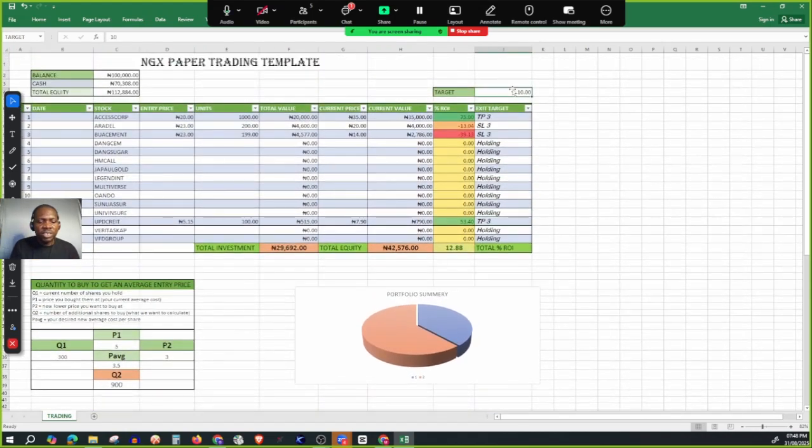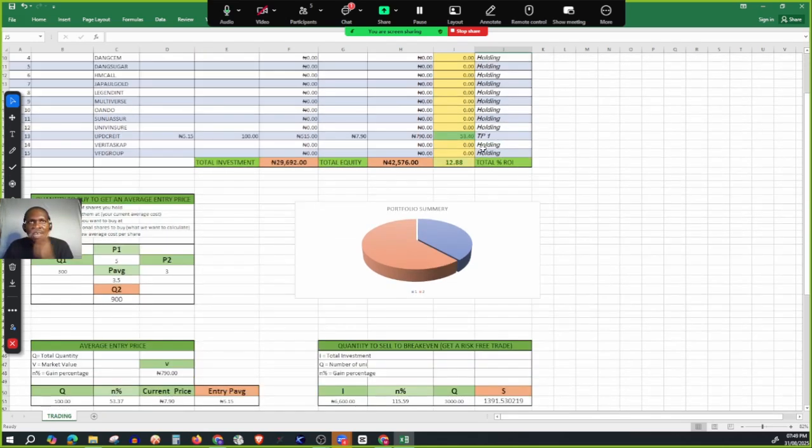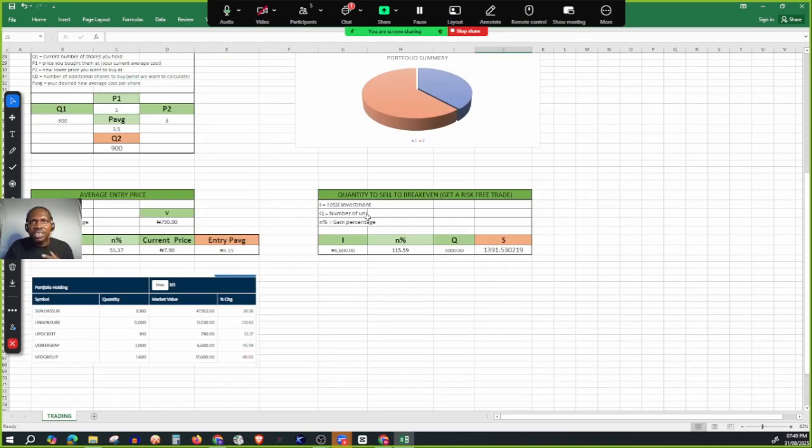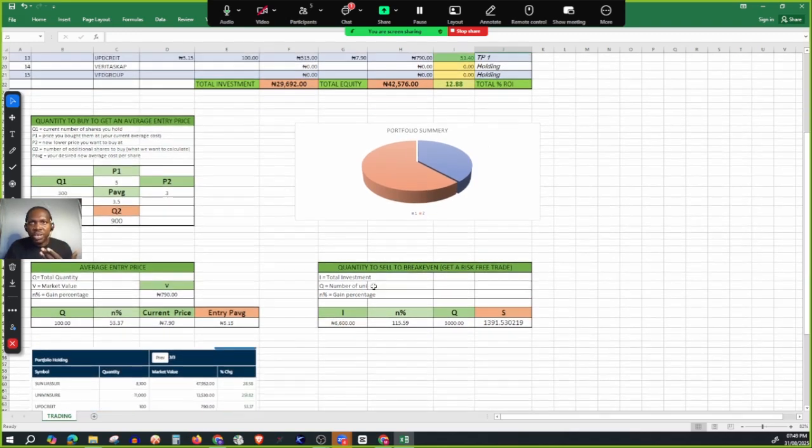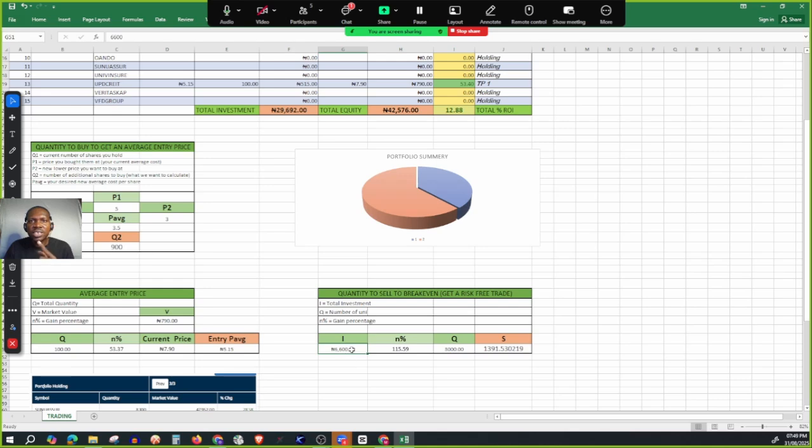Let's say I've now increased this target to 50%. So it's now TP2. So you now need to determine that, okay, at TP2, do I want to break even or do I want to sell a certain percentage? If I want to break even, for instance, I will now come here. I've hit my TP1. I want to break even. Quantity to sell to break even. So what quantity will I sell?